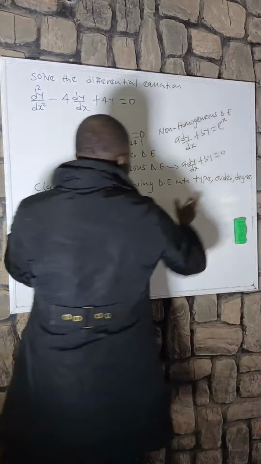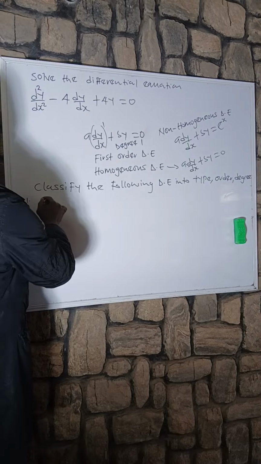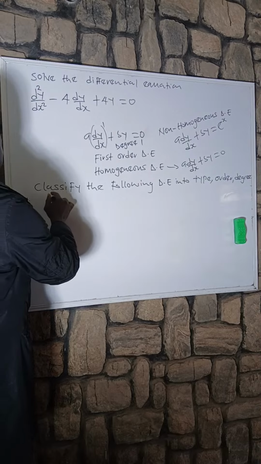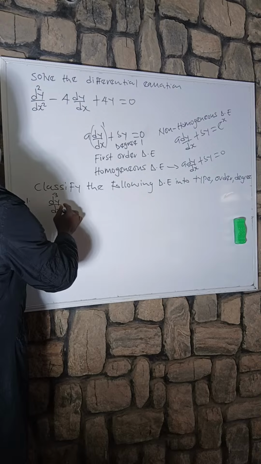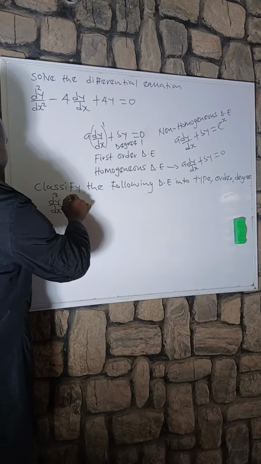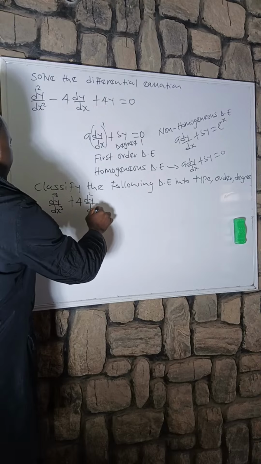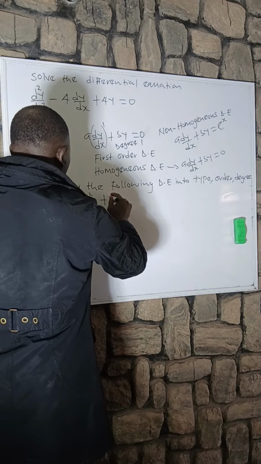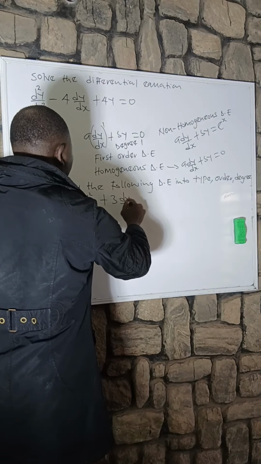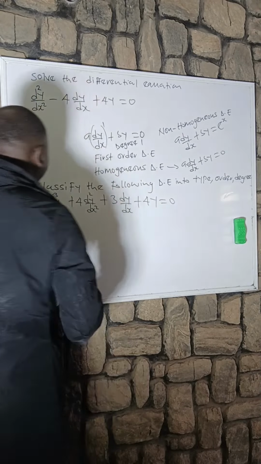So let's fix an example with this. Maybe we have d cubed y over dx cubed plus 4 d squared y over dx squared plus 3 dy over dx plus 4y equals 0.